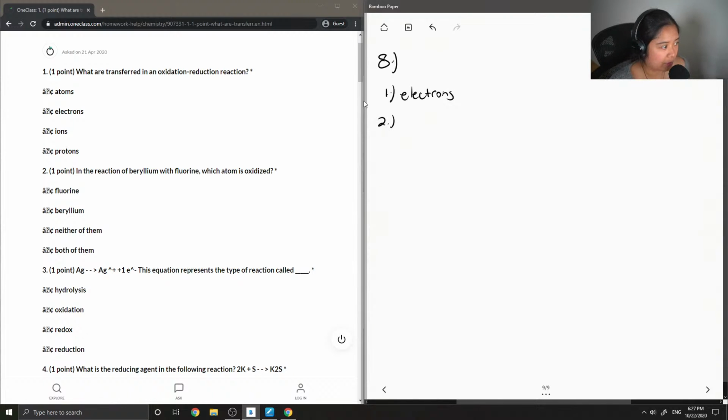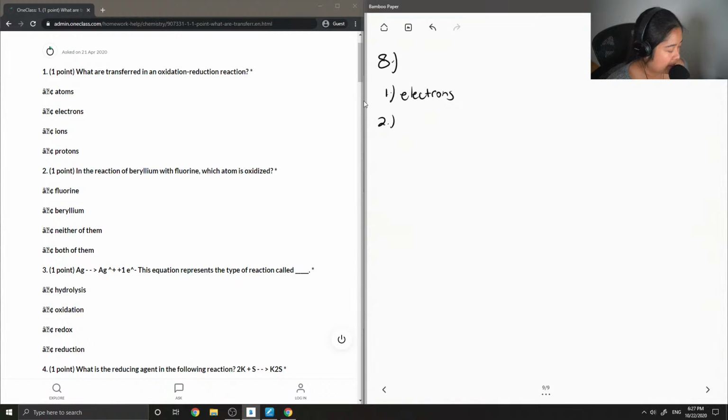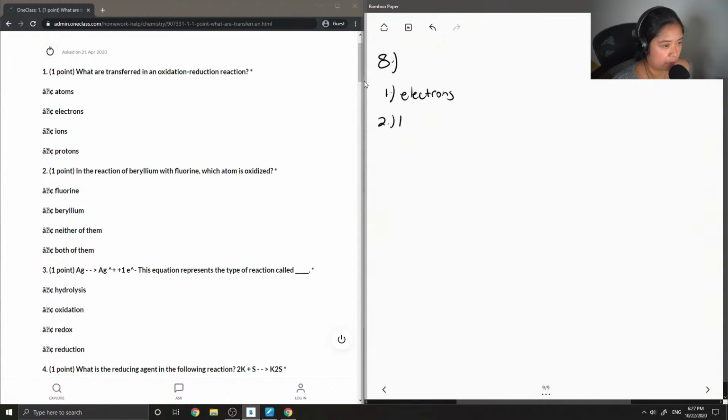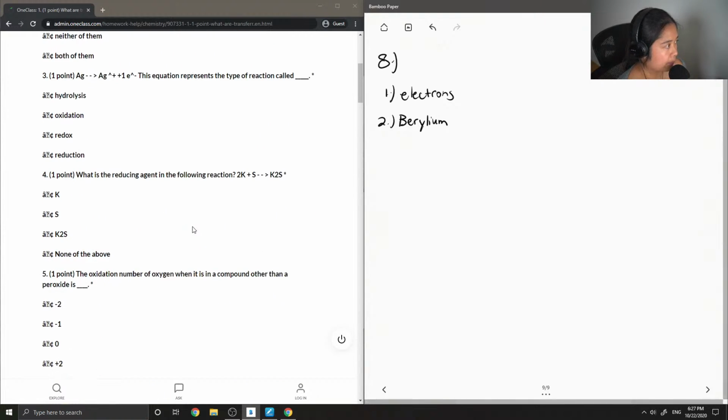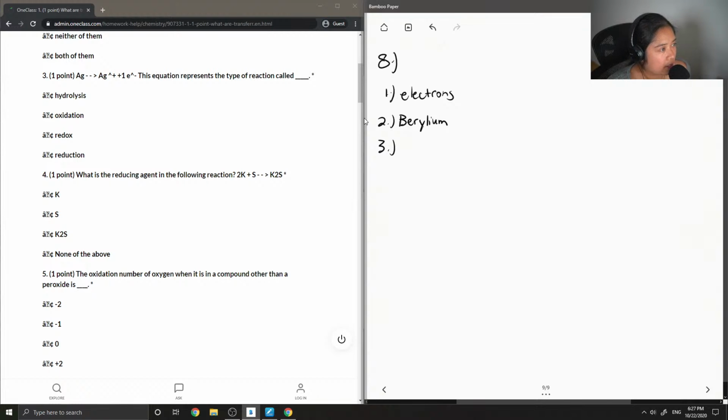In the reaction of beryllium with fluorine, which atom is oxidized? So this answer is beryllium. It goes from a neutral state of 0 to a +2 oxidation state. 3. This equation represents the type of reaction called, so this is an oxidation reaction. And we know this because the silver is oxidized.